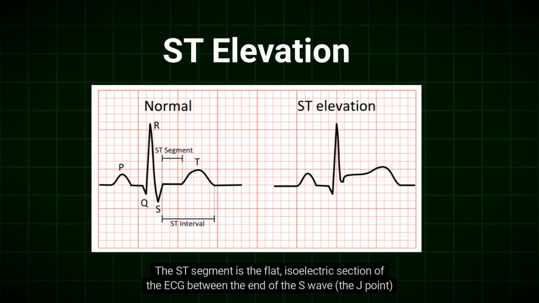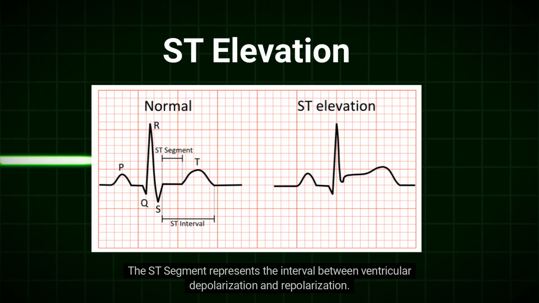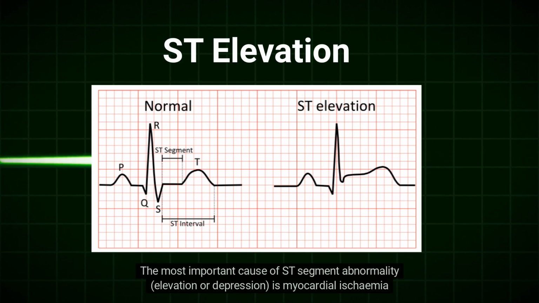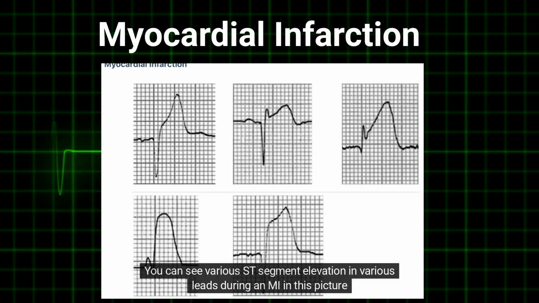The ST segment is the flat isoelectric section of the ECG, between the end of the S wave, the J point, and the beginning of the T wave. The ST segment represents the interval between ventricular depolarization and repolarization. The most important cause of ST segment abnormality, elevation or depression, is myocardial ischemia or infarction. You can see various ST segment elevations in various leads during an MI in this picture.